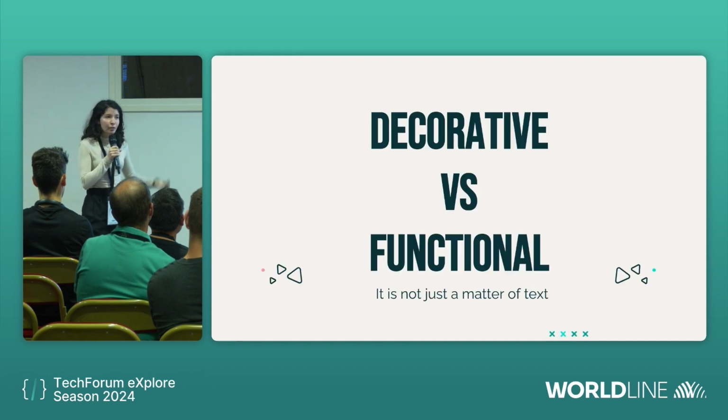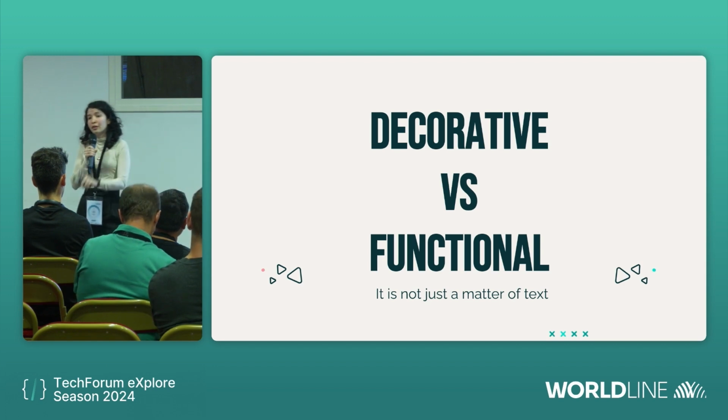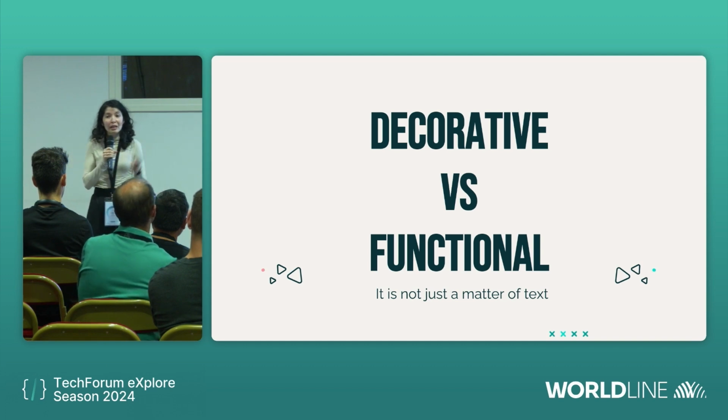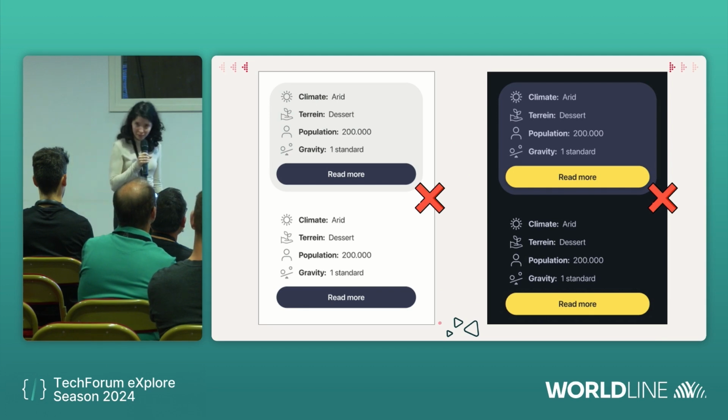So that brings us to decorative versus functional. Because one thing is a text, and another thing is the color contrast of a specific element. And here is where we need to start understanding the difference between decorative and functional. My first example is going to be a simple card, because we designed an application in order to show you more or less a real use case.